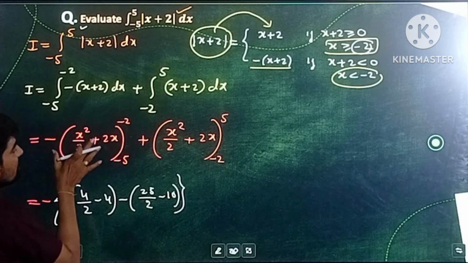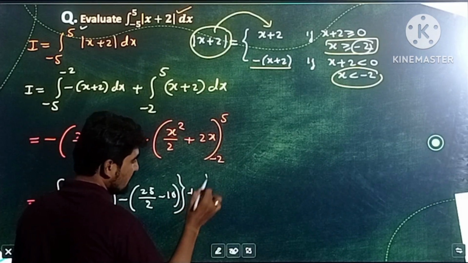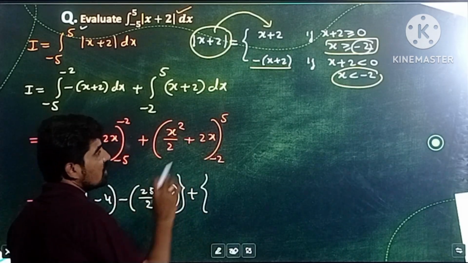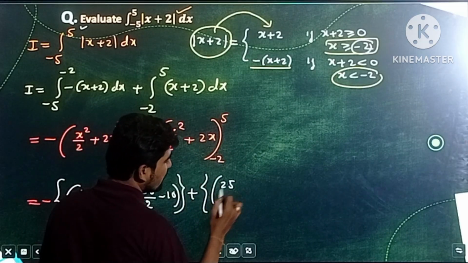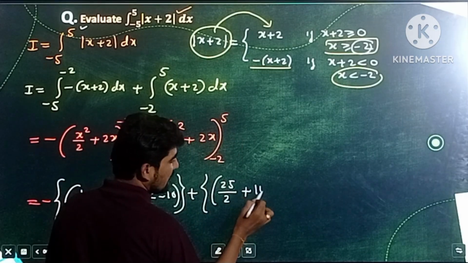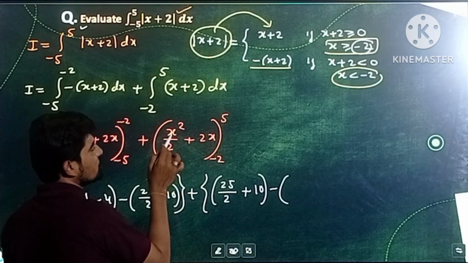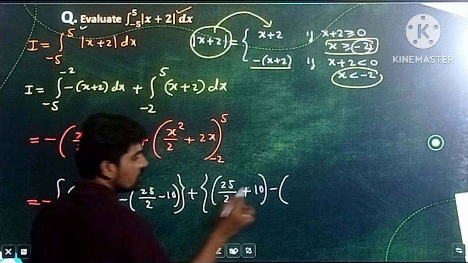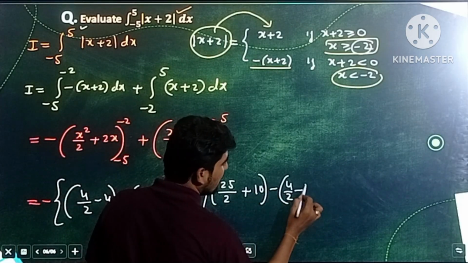So we completed applying the limits for the first one, and then plus, same thing we need to apply the limits for the second one also. Upper limit is 5. So 5 square is 25 divided by 2 plus 2 into 5 is 10, minus lower limit. What is the lower limit? Minus 2. Minus 2 square is 4 by 2 and then 2 into minus 2 is minus 4.